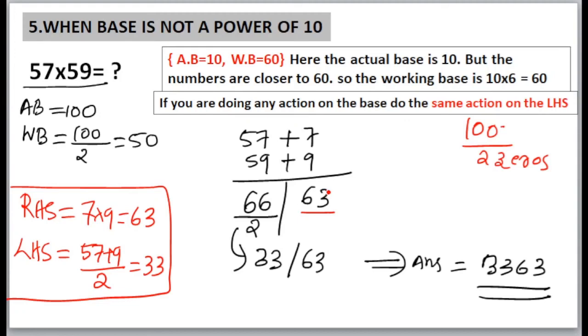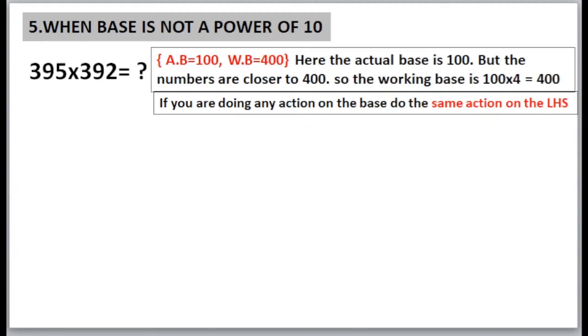So next is 395 into 392. Here both are nearer to 400, not to 100, but the base you can take it as 100. Actual base is 100. It is not nearer to 1000, not nearer to 10. It is nearer to 100, but it is actually nearer to 400. But we cannot take it as an actual base because we need 10's power as actual base. So our working base will be 4 into 100 because 395 and 392 are closer to 400. So our working base will be 400.